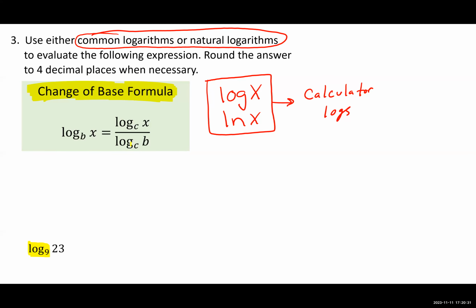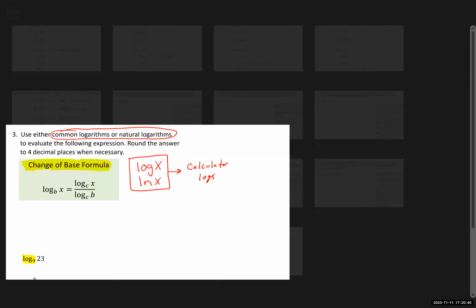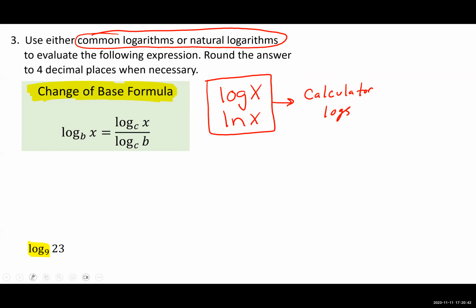Well, it's a little more complicated, in terms of its statement, than it needs to be. But what the change of base formula is saying is, when you want to do this, this is what you want, like down here, the log base 9 of 23, you could rewrite that as any other base.